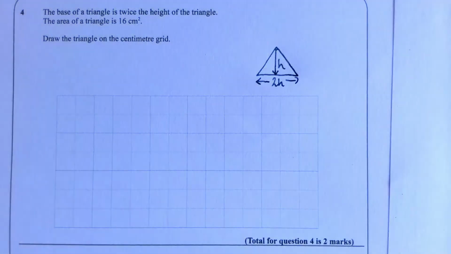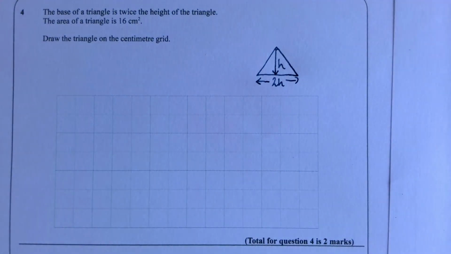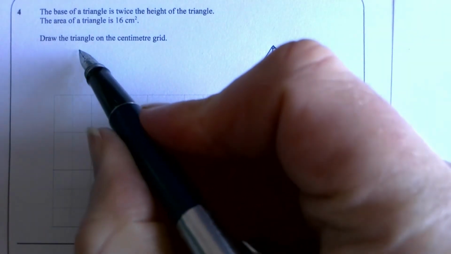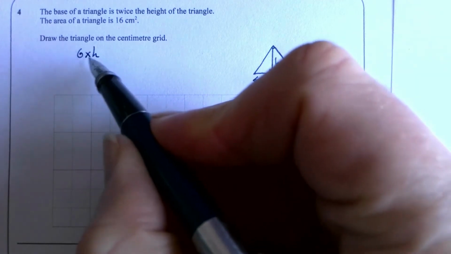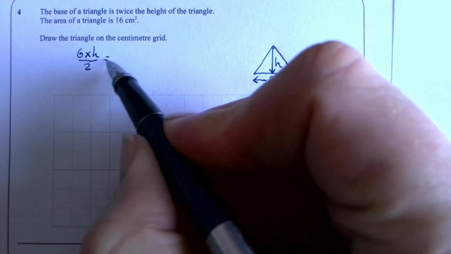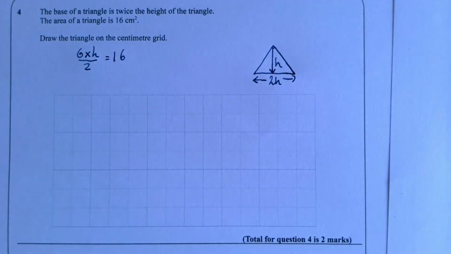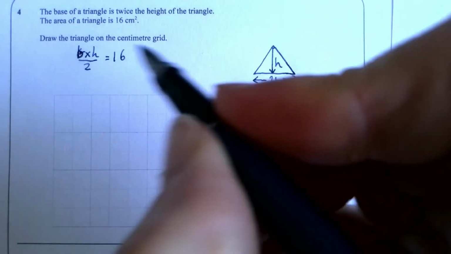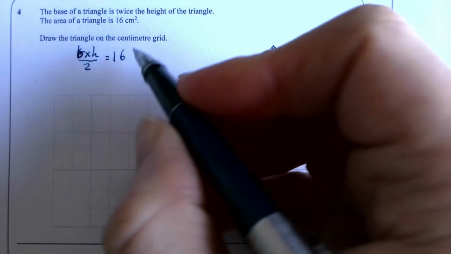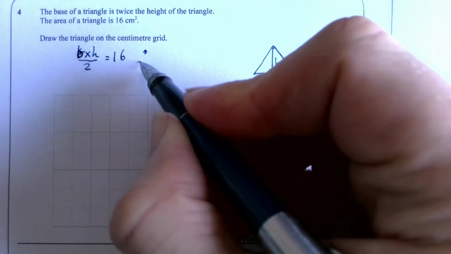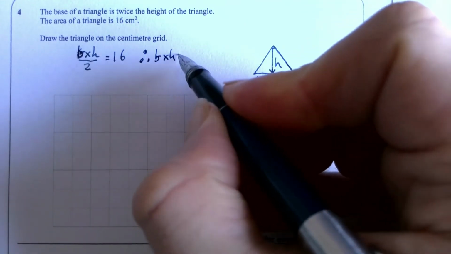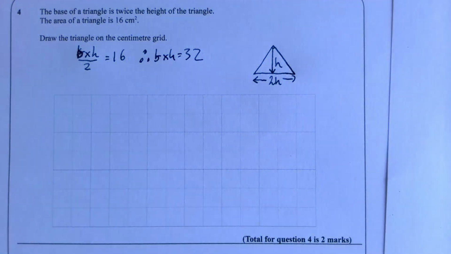So you could go that way, or we could try the other thing, couldn't we? That we know that the base times the height divided by 2 is 16. So if you were working this out, then the base times the height would have to be 32, wouldn't we?